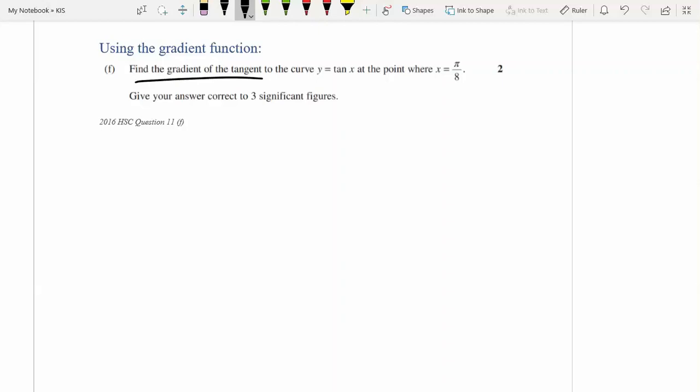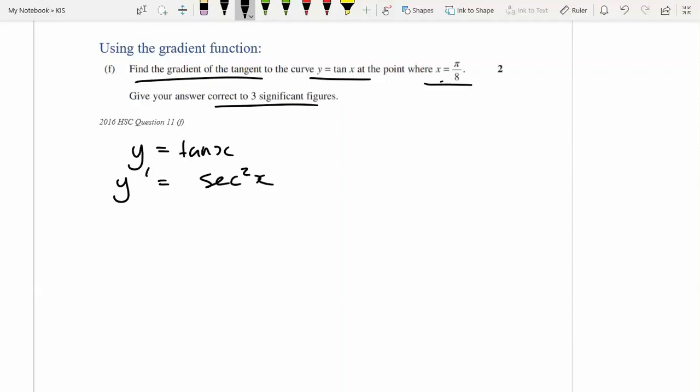Find the gradient to the tangent to the curve y equals tan x at the point x equals pi on 8 and give your answers correct to 3 significant figures. Okay, we have the curve y equals tan x, and the derivative of that is going to be sec squared x. If you don't know how to do that, go and have a look at the last chapter where we do differentiation of trigonometric functions.